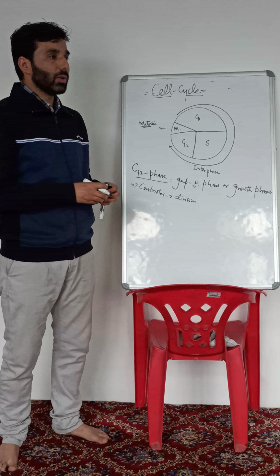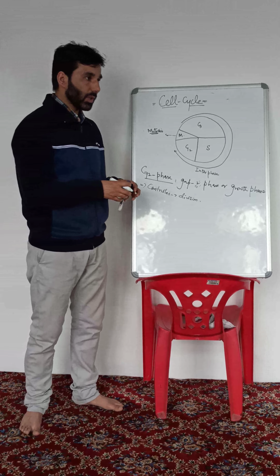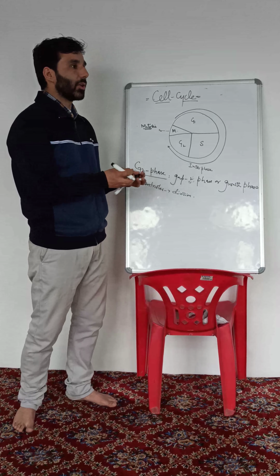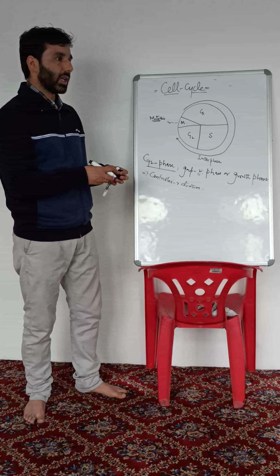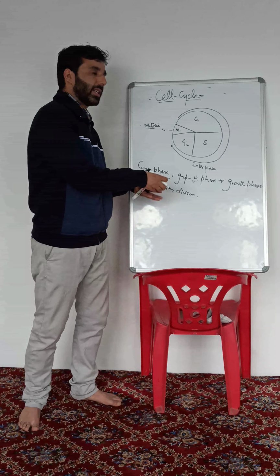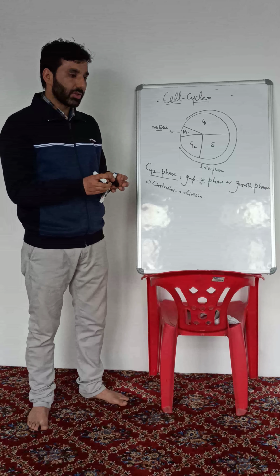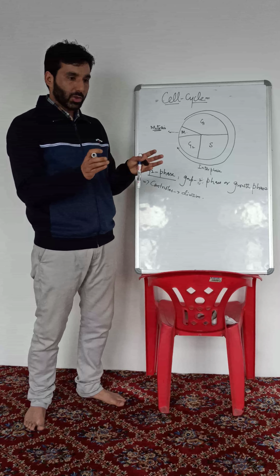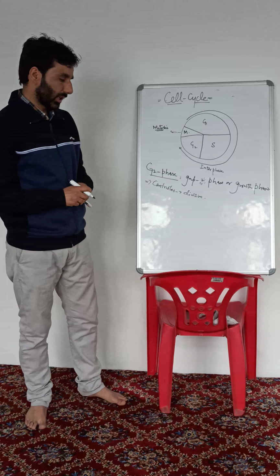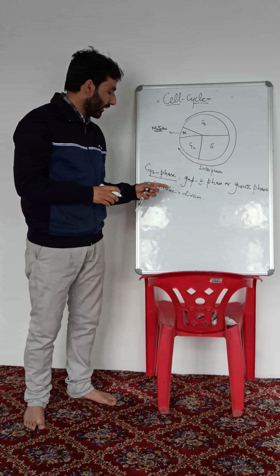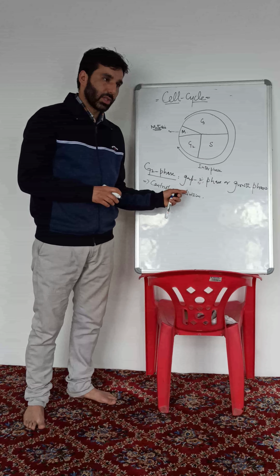The centrioles, which in animal cells form the centrosome, the part of the cytoplasm beside the nucleus, very close to the nucleus. Every cell has a pair of centrioles. They have to be divided in order to equally distribute them to the respective cells where they divide during the M phase. So in G2 phase, there is division of centrioles.